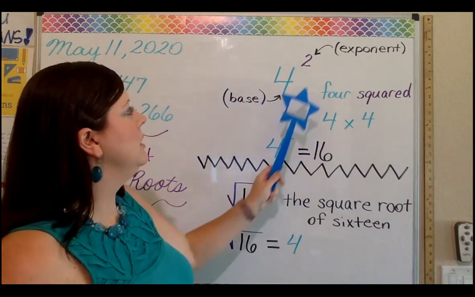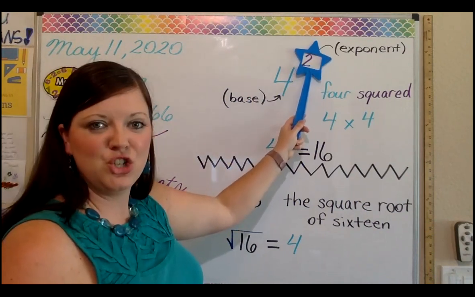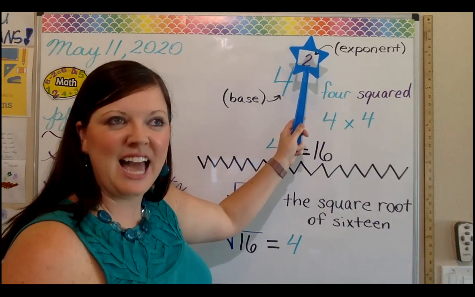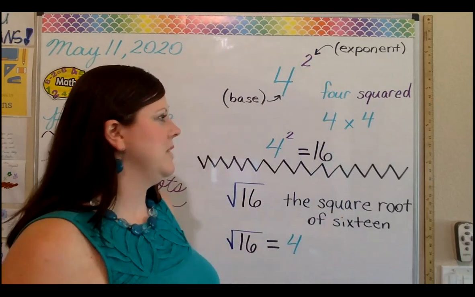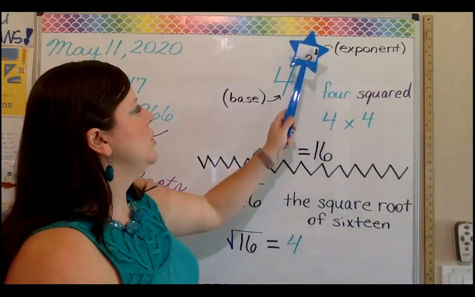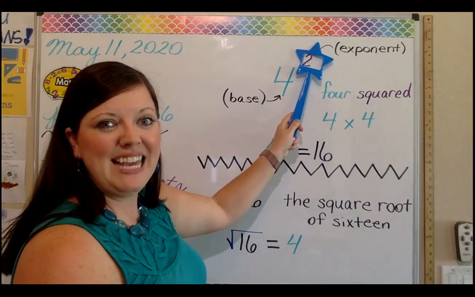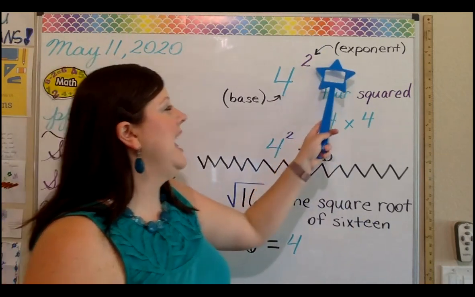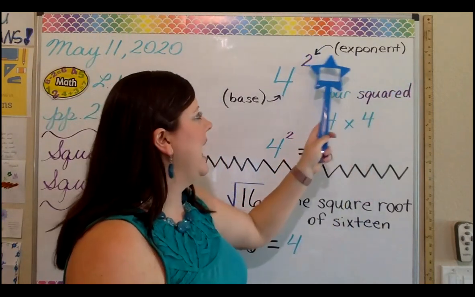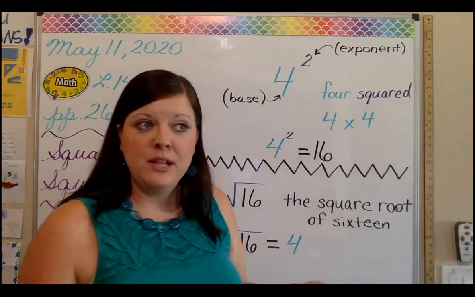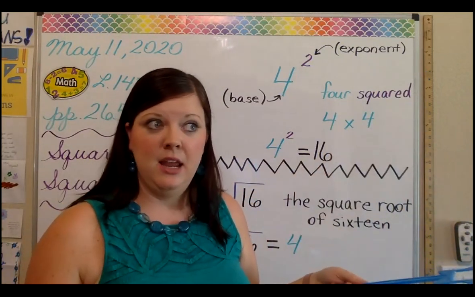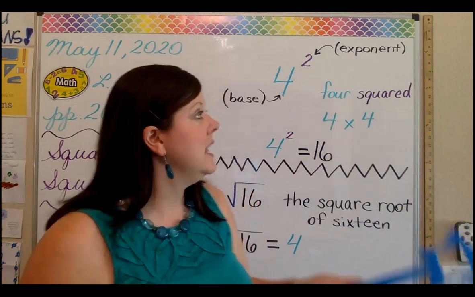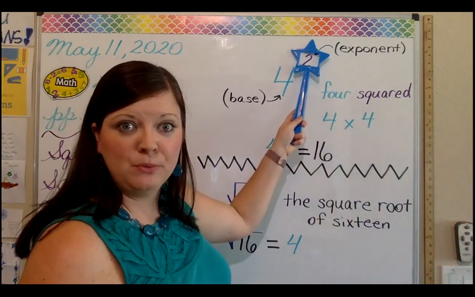Okay? But now look carefully at this 2 up here in the sky. Just like stars are up in the sky, this 2 is up in the sky. And it's really small. That's kind of why I brought out my little star today. So there's a little 2 up in the sky. It's very small. That 2 is called an exponent. An exponent. Now, you can have exponents that are 3s, 4s, 5s, 6, 10, 1,000. But the most commonly used exponent is the number 2.